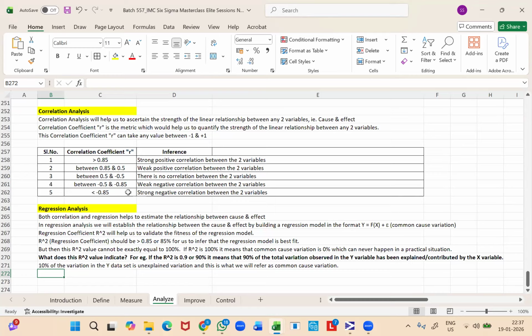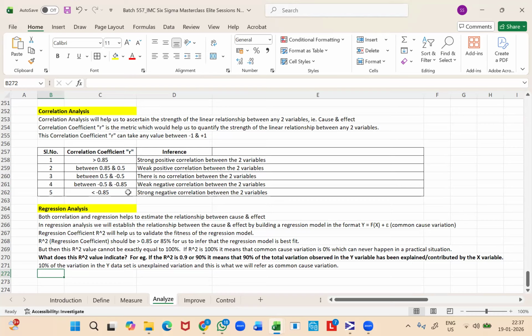But then we need to understand that the regression coefficient value cannot be exactly equal to 100%. If we find the regression coefficient value to be exactly equal to 100%, then we need to understand that the common cause variation will be 0%, which can never happen in a practical scenario.